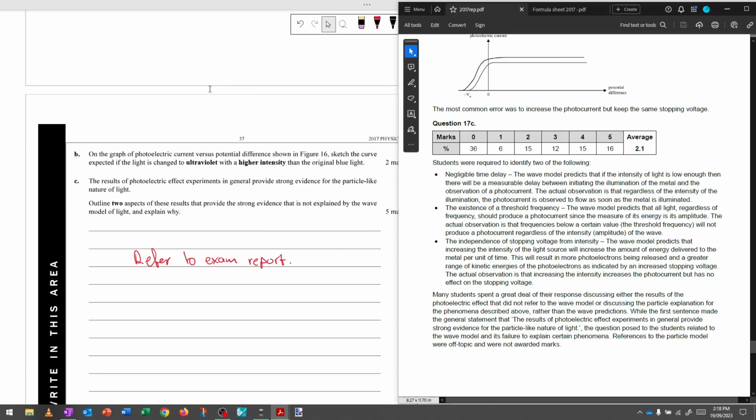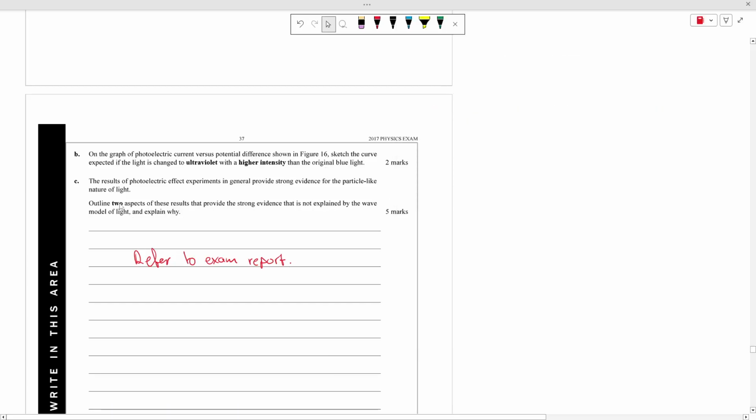Now, I wasn't marking this one, so I don't know exactly what they were looking for. Don't know how these marks were allocated, but you've got to make sure you refer to the actual question. Okay, so don't assume it's asking for you to do something. Read it and then address that and nothing else.